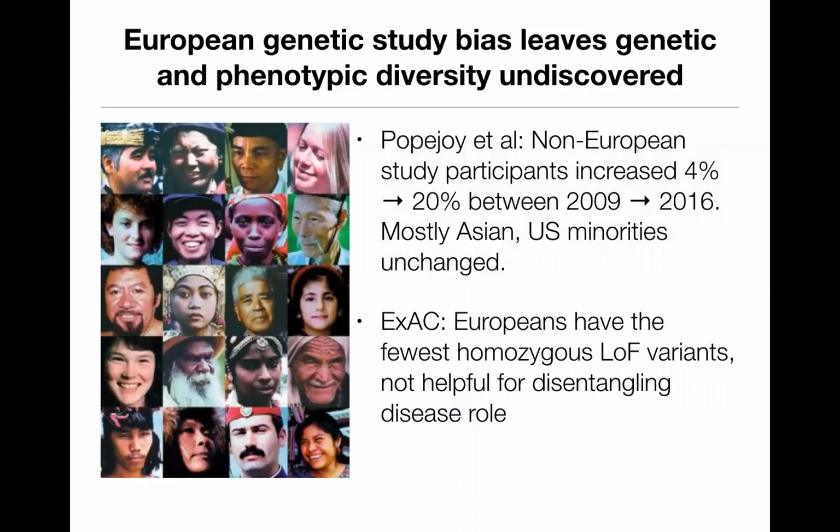A large project here at the Broad is the Exome Aggregation Consortium, and this has also shown that European populations have the fewest homozygous loss of function variants, which are a very important type of variant to study for disentangling a disease role. So if you wanted to choose probably the worst population to study to understand this role, you might choose Europeans.